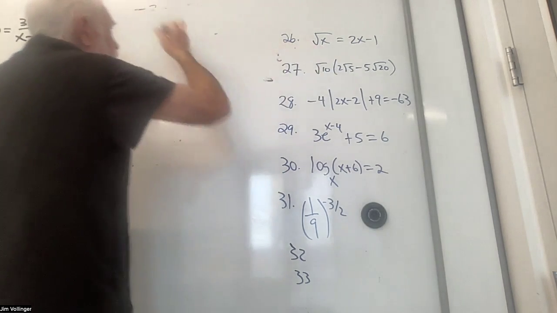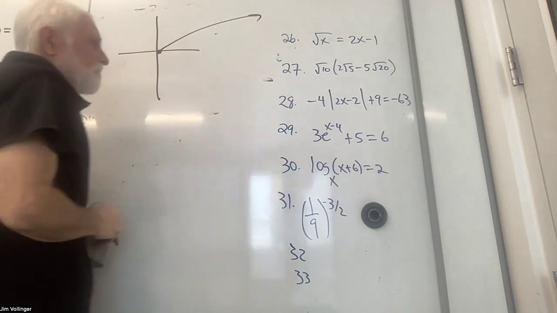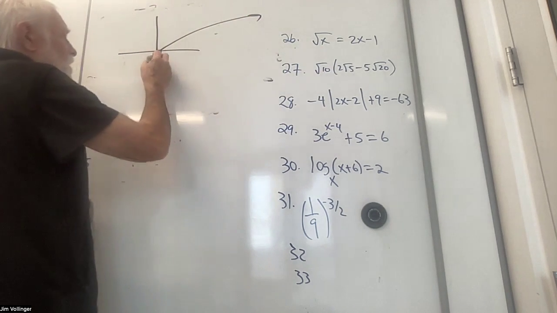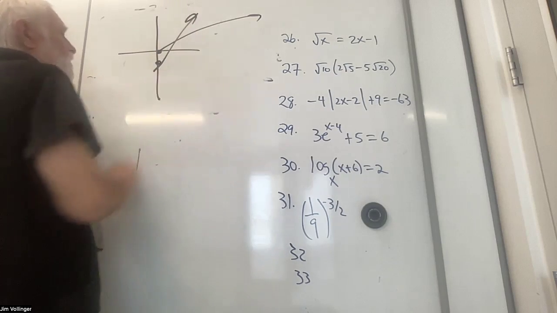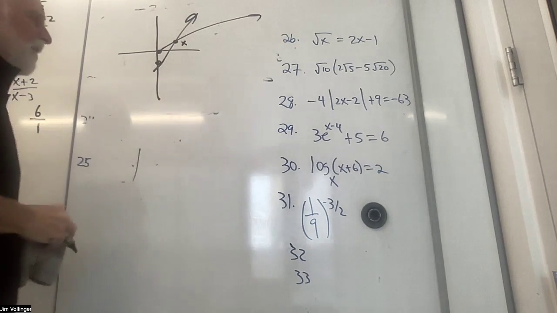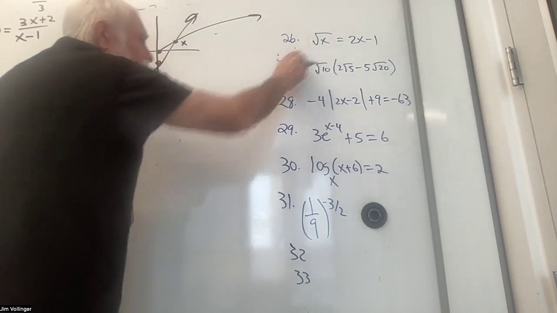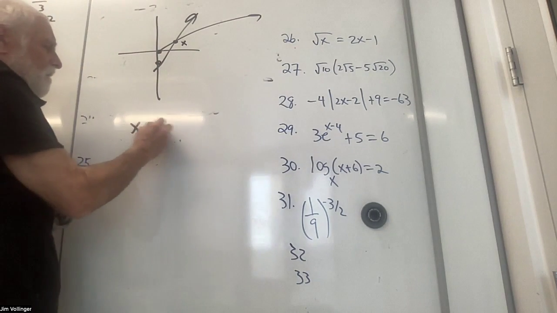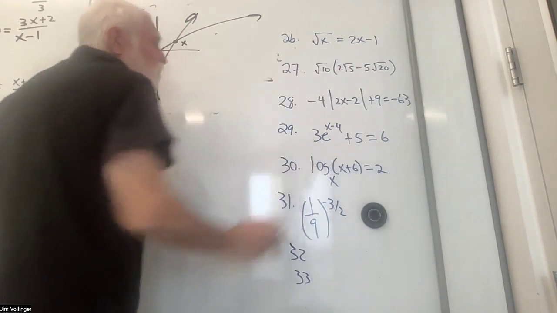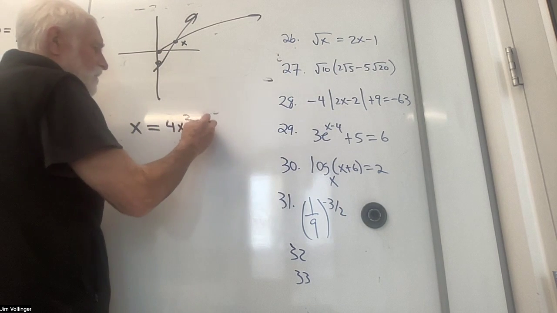I know the square root of x starts at the origin, climbs slowly to the right. 2x minus 1 goes up at a 2-to-1 ratio. So I have one intersection, it's an x value that's not too far from 0. Let's find it. So what do I do with the square root of x? I square it. What do I do with 2x minus 1? I square it. And if you don't square it properly, don't expect the correct answer.